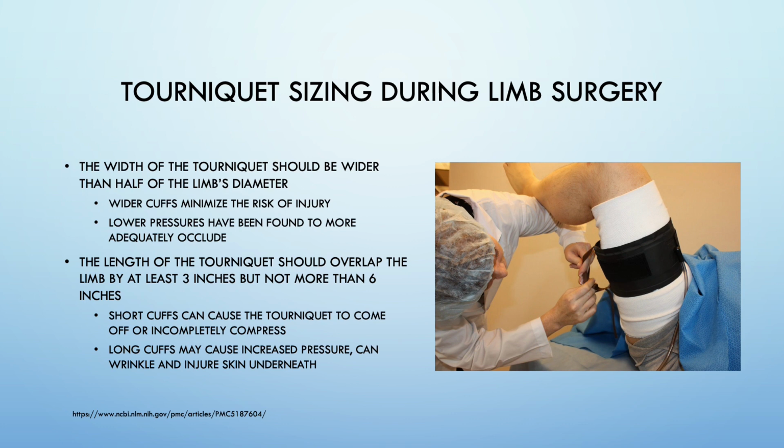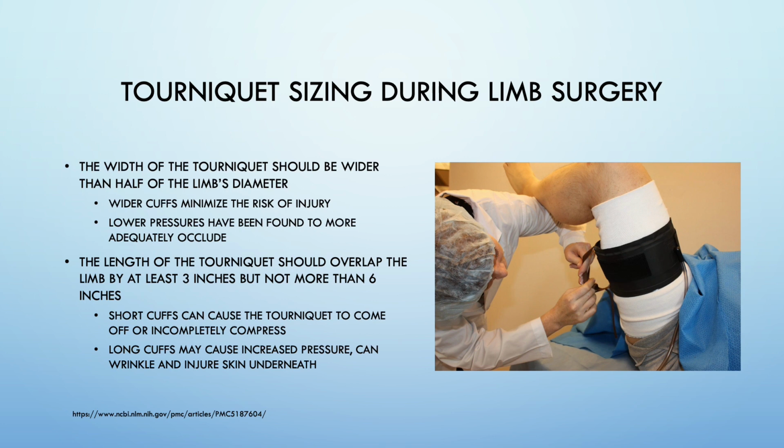What this means is that the wider the cuff is, the less risk of injury there is to the limb. Ultimately, if you cover more surface area, you're not required to use as much pressure in the tourniquet to occlude the vessel. Now, I don't believe the question went into this, but the length of the tourniquet is also important. The tourniquet should overlap by at least 3 inches, but not more than 6.